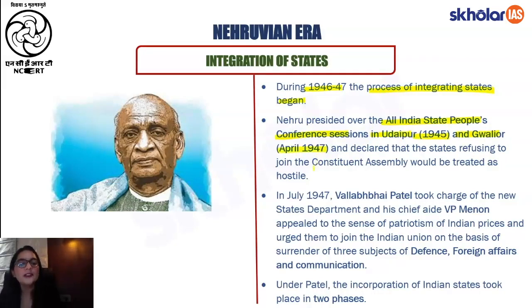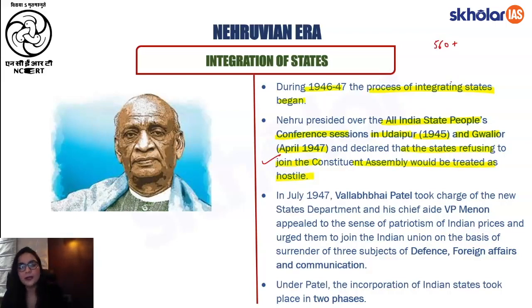Now, as a part of these conferences, students, he declared that the states that were refusing to join the Constituent Assembly would be treated as hostile. अब स्टूडेंट्स, ये जो पॉइंट है इसको आपको कैसे समझना है. बेसिकली इंडिया के अंदर अराउंड 560 प्लस प्रिंसली स्टेट्स थे जब हमारा इंडिपेंडेंस हुआ था.